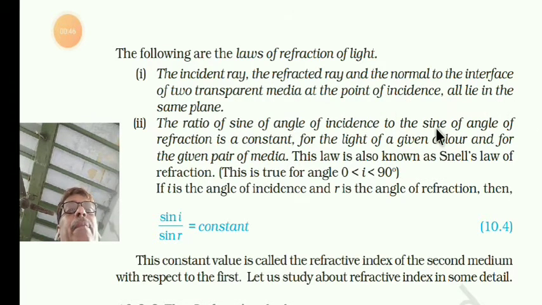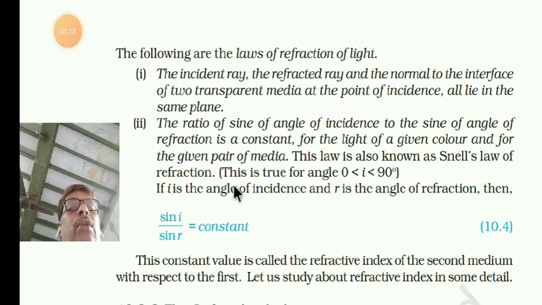You have seen that in the earlier explanation also. The second law: the ratio of the sine of the angle of incidence to the sine of the angle of refraction is constant for light of a given color and for a given pair of media. This law is also called Snell's law. Very important, so remember everyone.